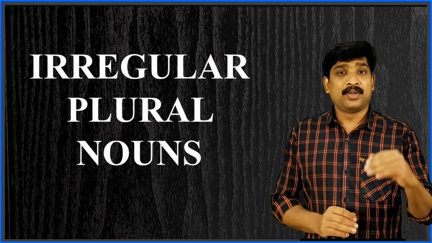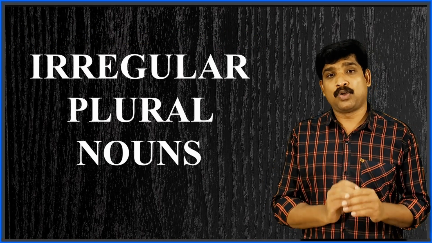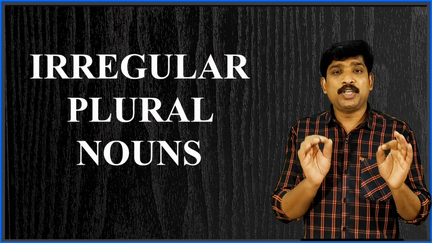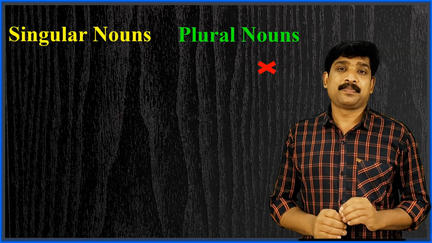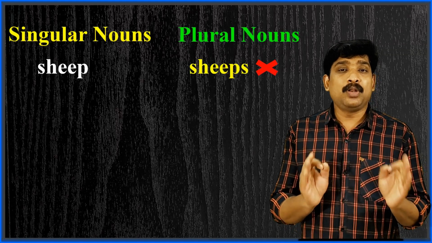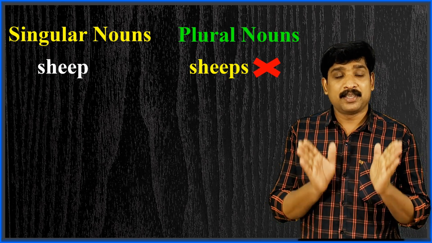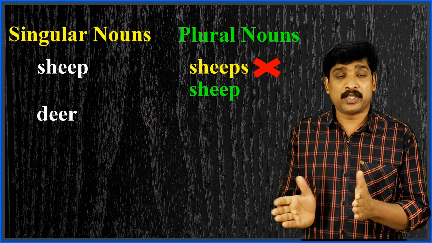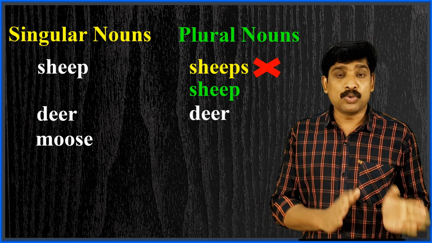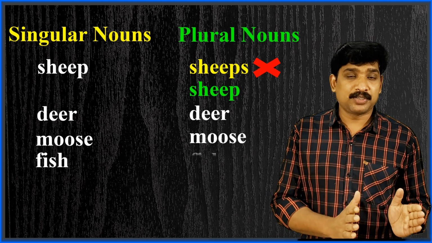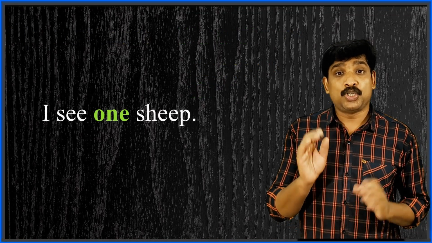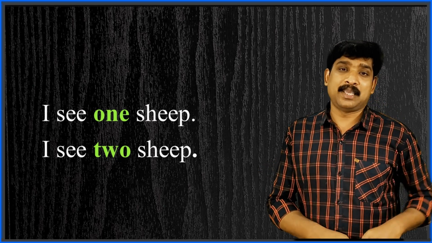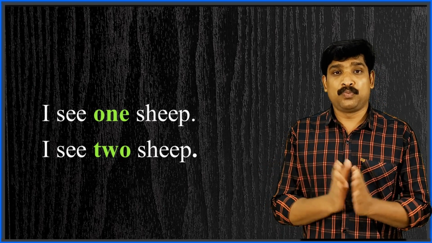Now there are words that have the exact same singular and plural forms. They are not common, but you need to know a few. Let us take a look at them together. As you can see, sheep is the singular form, but the plural form is not sheeps, it is sheep. Same goes with deer, deer, moose, moose, fish, fish, aircraft, aircraft. So you will say, I see 1 sheep, but also I see 2 sheep. Exact same word.